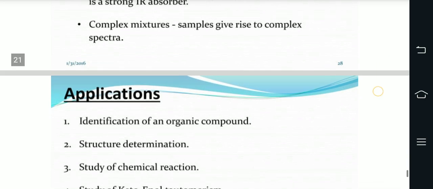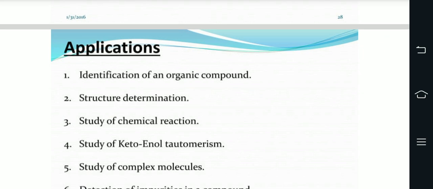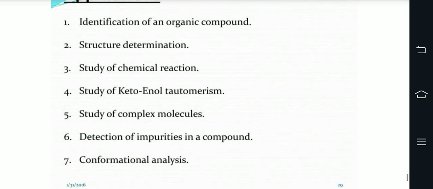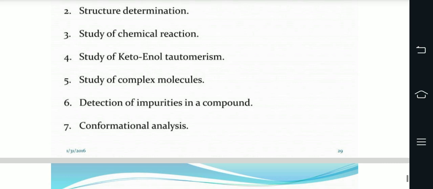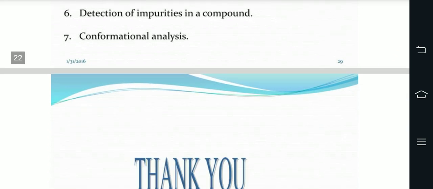And here are the applications of FTIR: identification of organic compounds, structure determination, study of chemical reactions, study of keto-enol tautomerism, study of complex molecules, detection of impurities in a compound, conformation analysis.